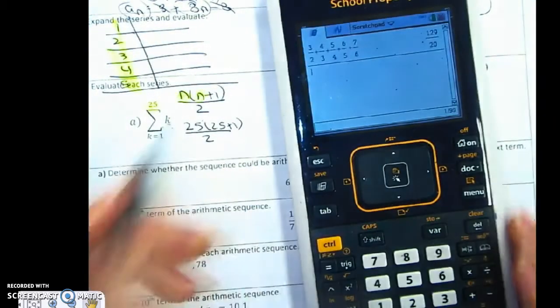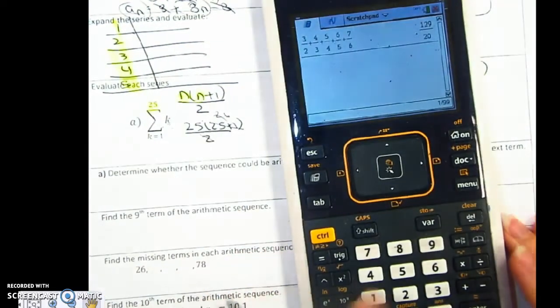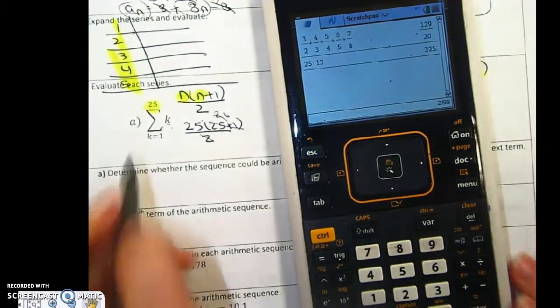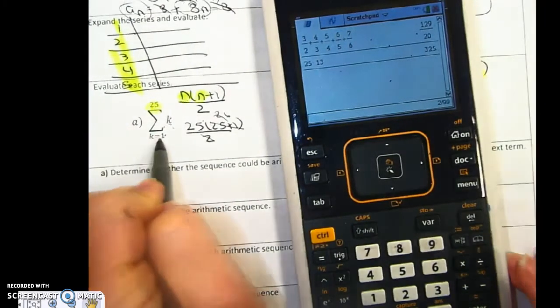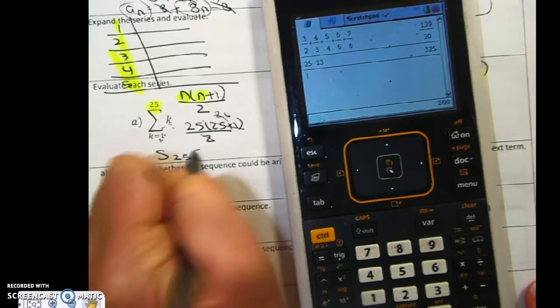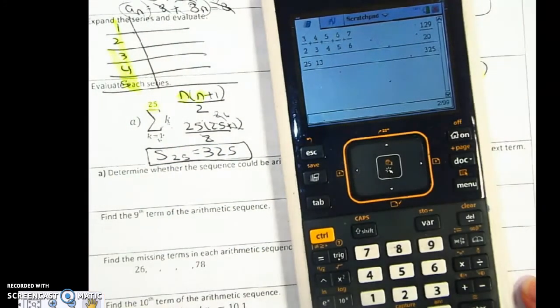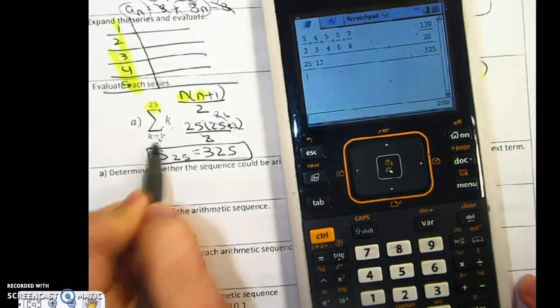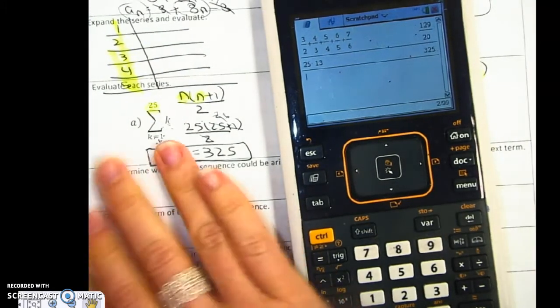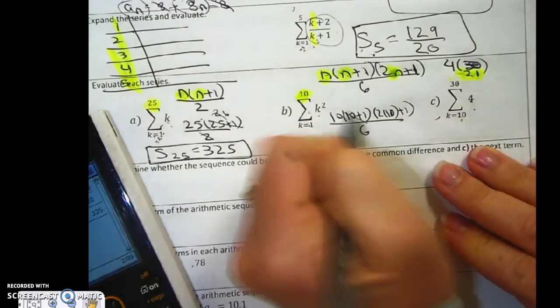I'm too lazy to plug it all in, so I'm going to go 25 plus 1 is 26. 26 divided by 2 is 13, so I'll go 25 times 13, and I get 325. Now, since it starts with 1, I can say the sum of the first 25 numbers is 325. If you just give me 325, you're wrong. Now, if this problem starts with a 2, you would not give me that because it's not the sum of the first. All right?